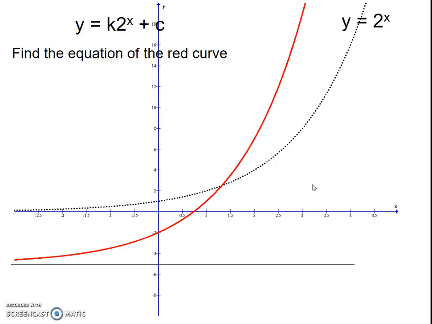So here's a challenge. Find the equation of the red curve. Well, we know it's been transformed from 2 to the power x. You have to work out what k is and what c is. Okay, well, we can do the c pretty easily. It's been moved down from there down to there. So the c is going to be -5.